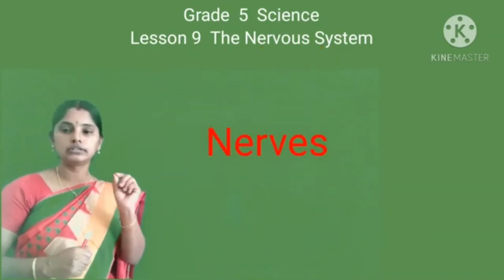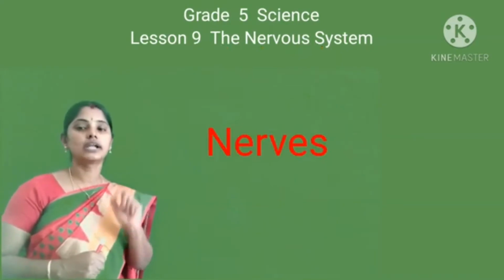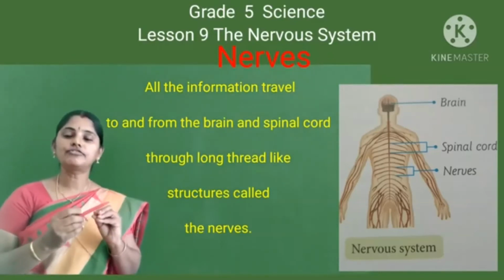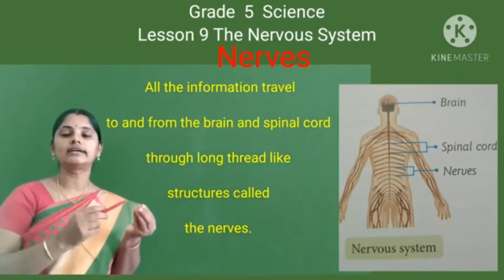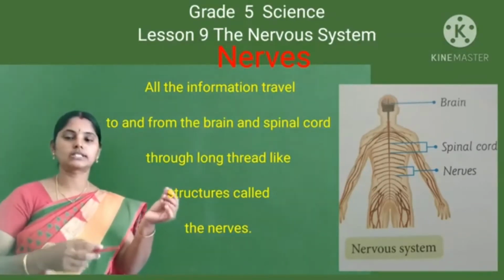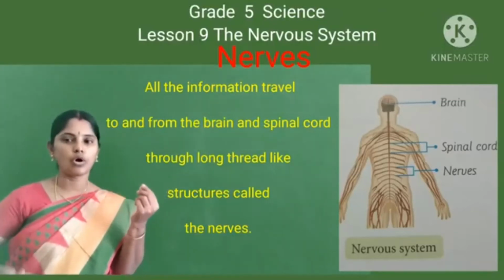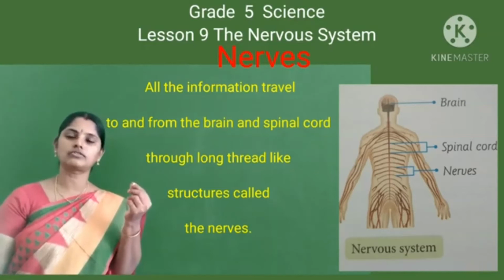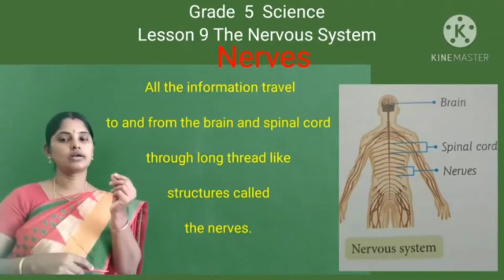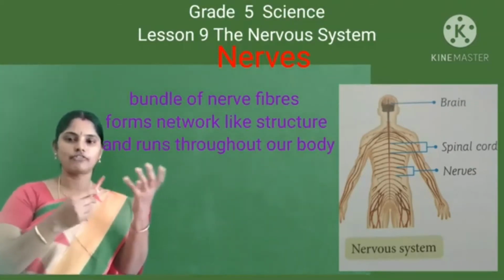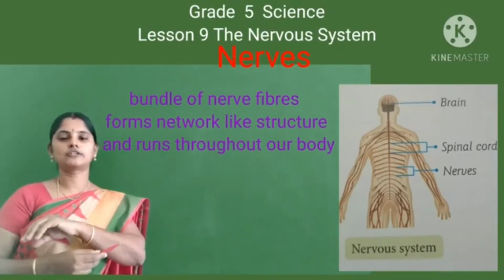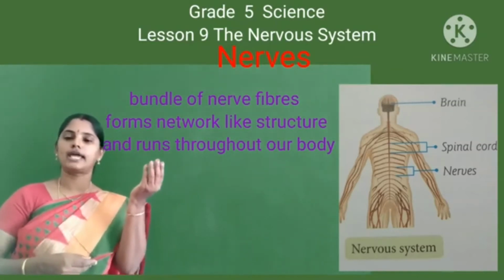Now we will see about nerves, especially about nerves. All the information is carried by the long thread-like structures called nerves. That means from the brain or from the spinal cord to all other parts of the body, or from all the parts of the body to the spinal cord or brain. This thread-like structure we call a nerve. It carries information to and fro between all other parts and the brain or spinal cord.